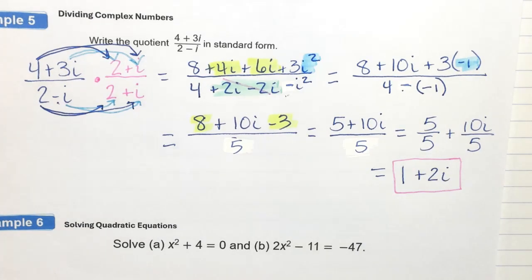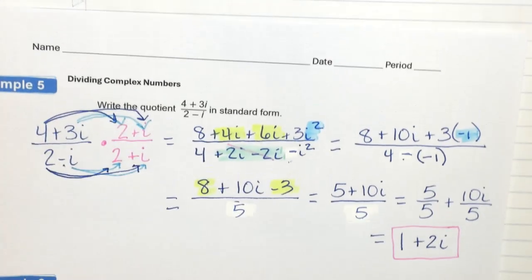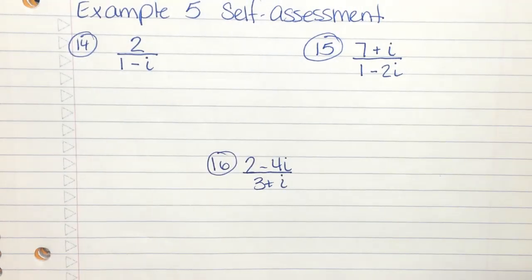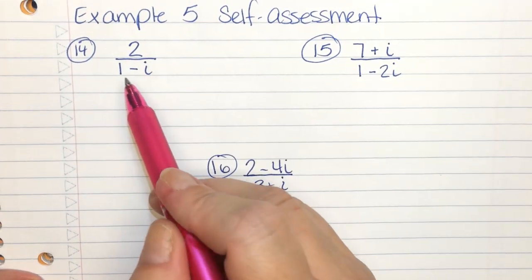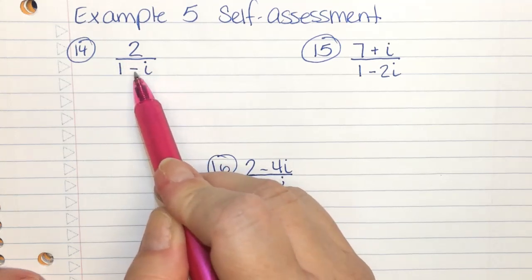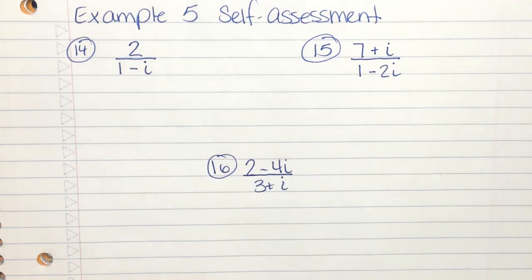Okay, we're going to try another one of these together. They didn't give us another example for the notes, but we're going to do one of the self-assessment questions together just to practice this again. So I'm just going to do this one. All right, so remember, we want to get rid of the i in our denominator. So if you're ready to go ahead and try, you're welcome to pause it and now try all 3. But I will do number 14 before letting you guys try them.